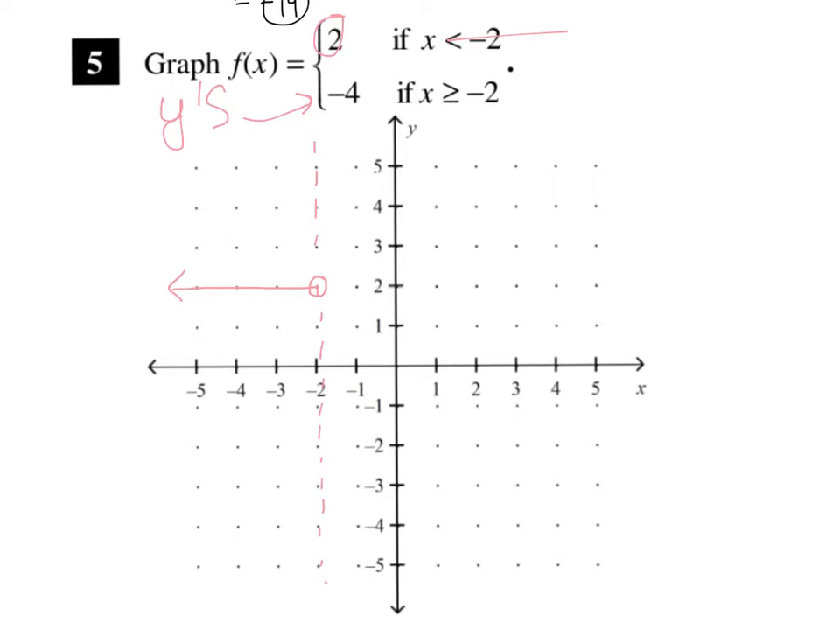Next, I'm going to go to negative 4 on the y. So it's this entire line down here, but this time we're only going to keep the part to the right of negative 2. And I'm going to have a closed circle. So we keep the part to the right, get rid of the part on the left.